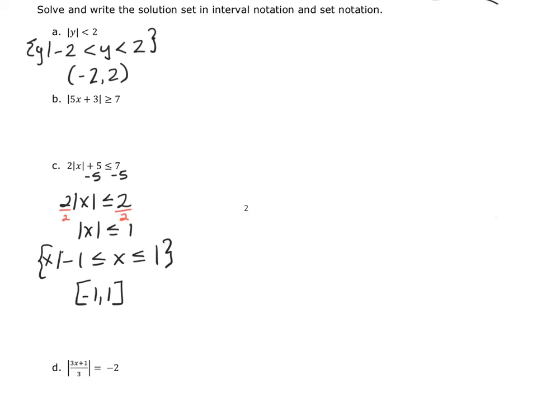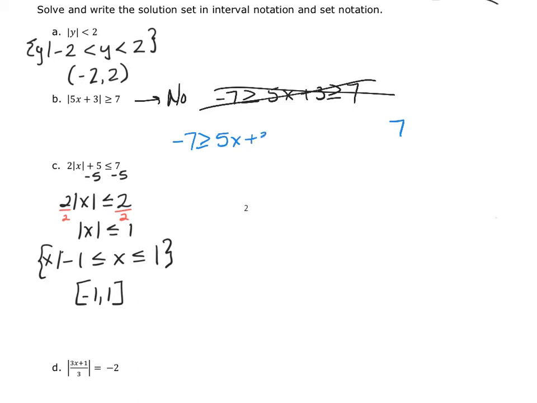Now B is the one in which I have to do an or statement. I can't sandwich it. I am not allowed, this is a big no, to do the -7 is greater than or equal to 5x plus 3, which is greater than 7. That's a big no. Don't do that, because it's not a true statement if I pull out that middle piece. So what you can do, though, is write it as -7, and we're still going to have 7. The inequality is still going to be facing the same way, but I'm not going to sandwich it.